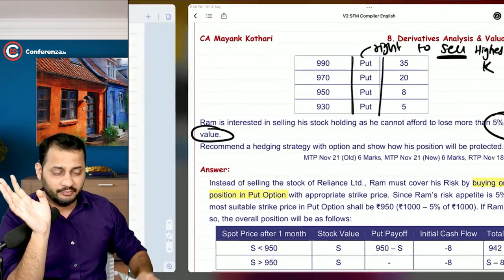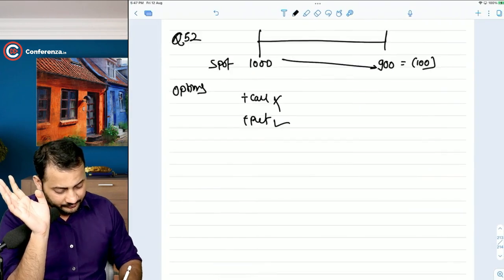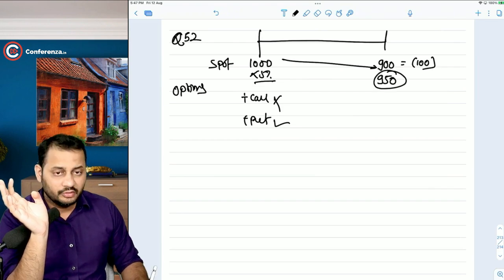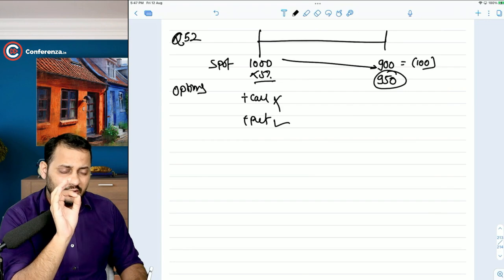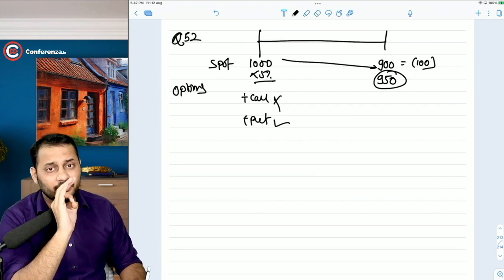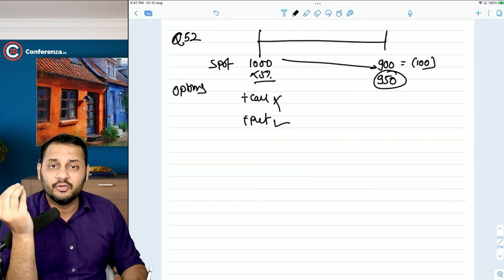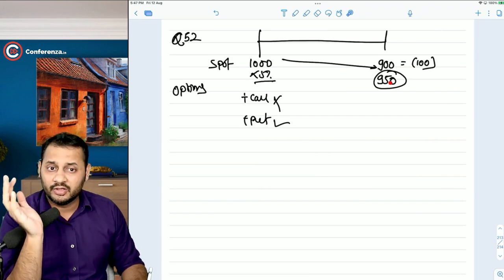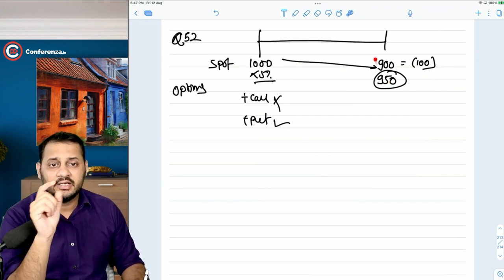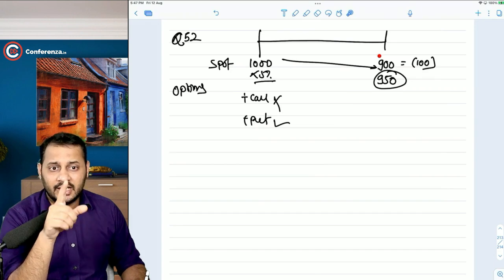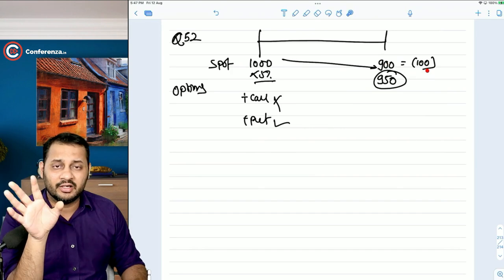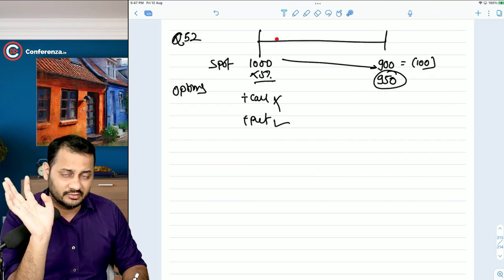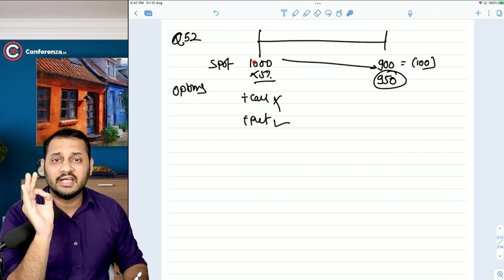5% of its value means 50 rupees. That means the maximum loss that he can afford, or we can say the minimum value that he can afford for the share, is 950 rupees. If the share price goes below 950, he will not be able to afford that loss. He is thinking the prices will go down to 900, and at this price we cannot afford to have 100 rupees of loss, and that's why Ram is thinking, let's sell the share at this price itself.